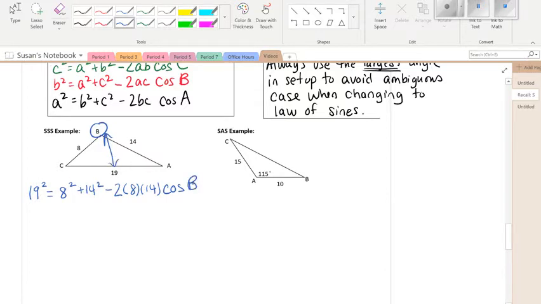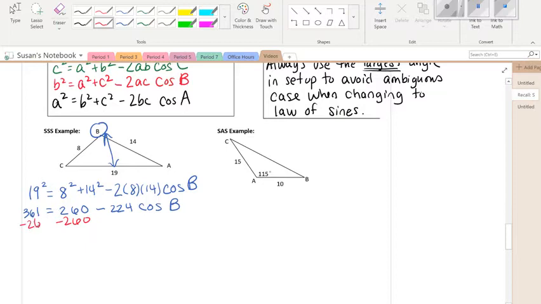The hard part for solving the law of cosines for students is usually the algebra. So we're going to go ahead and solve this out together. So 19 squared is 361, equals 8 squared, which is 64, plus 14 squared, so that gives us 260, minus 2 times 8 times 14, which gives us 224, times the cosine of B. Then the next step would be to subtract 260.